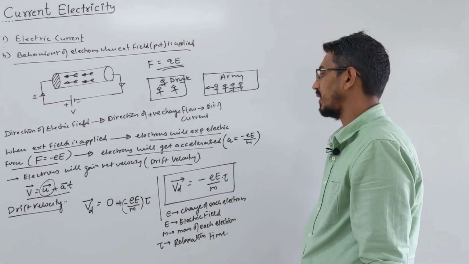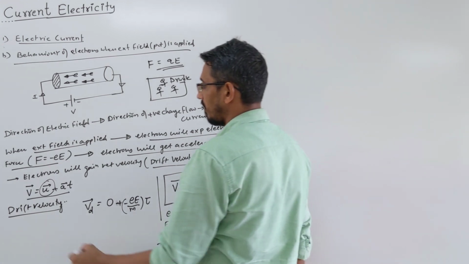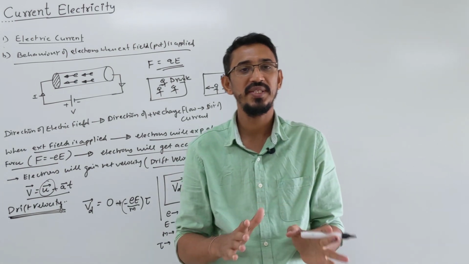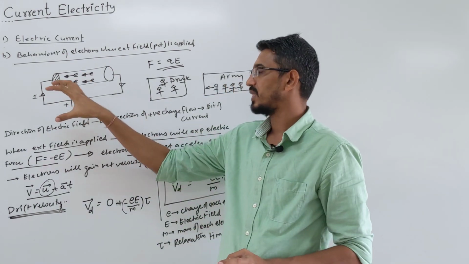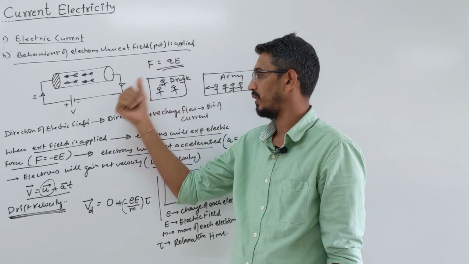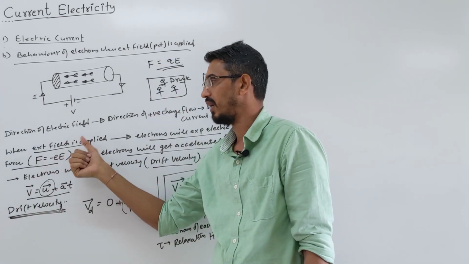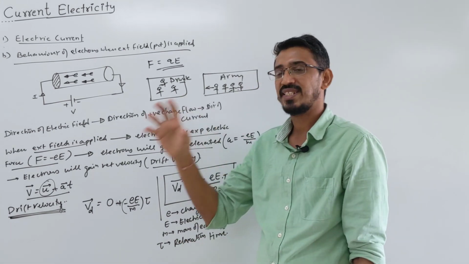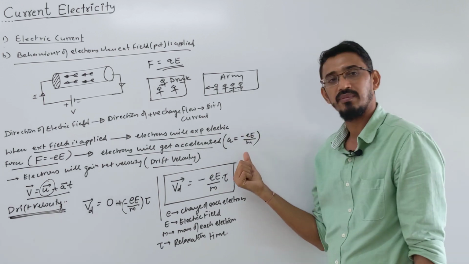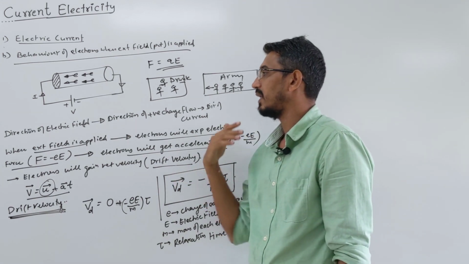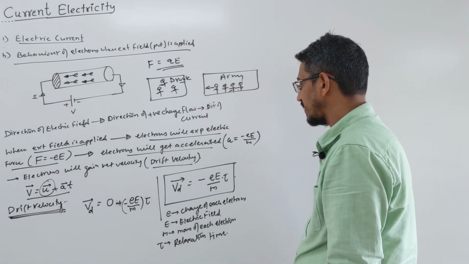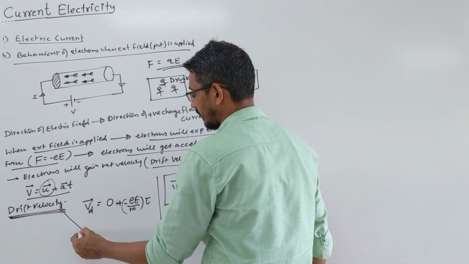This is your drift velocity. The first numerically important thing we can see is this one, drift velocity. So what is drift velocity? When an external field is applied, all the electrons experience a force in one particular direction. How much force? Q into E, charge into electric field. So they get accelerated in one direction. What is acceleration? Force by mass, the mass of the electron. So they gain a velocity, and that velocity is called drift velocity.